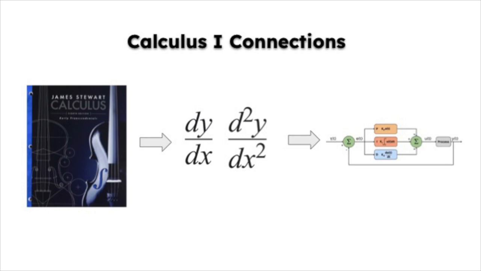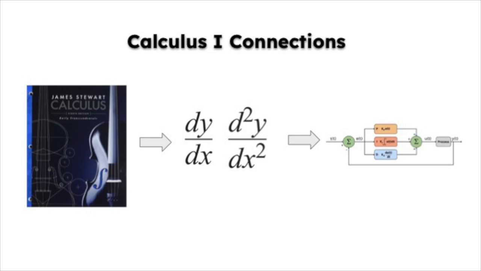One of the most foundational ideas in Calculus 1 is the derivative, which describes how fast something is changing. For example, the derivative of position gives velocity, and the derivative of velocity gives acceleration. These rates of change are critical in aerospace. Whether you're trying to control the angle of an aircraft wing or the speed of a rocket engine, you need to know how fast things are changing and how to respond to those changes in real time.